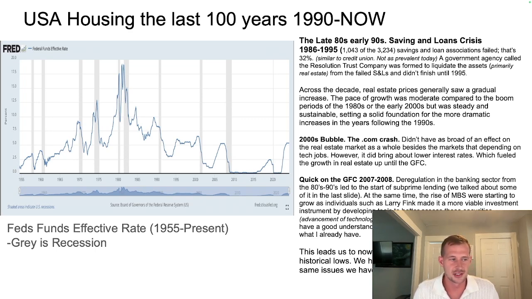Everyone seeing this presentation should have a good understanding of the Great Financial Crisis, so I'm not going into it anymore. This leads us to now. So coming out of the Great Financial Crisis, rates were left at historical lows. We had a pandemic, etc. We face a lot of the same issues we have in the past.